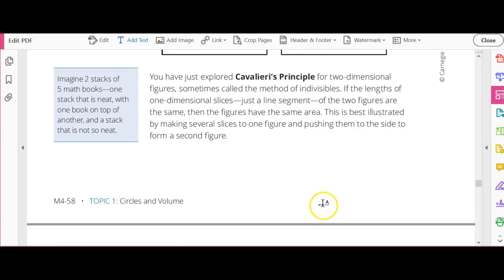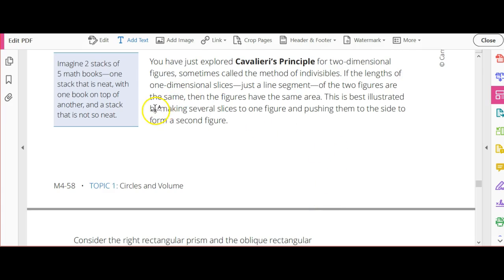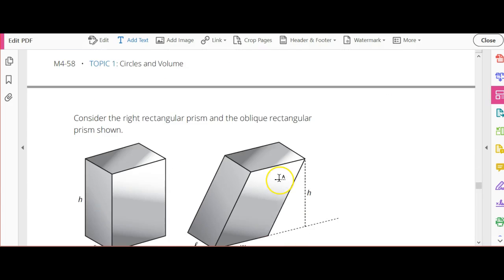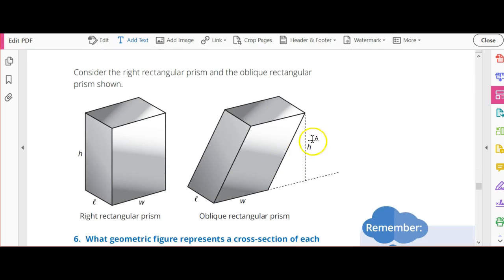Okay? It says this is best illustrated by making several slices of one figure, like a sheet of paper, but then when we slide them from one side to the other, it looks like a different figure, but the area really hasn't changed. So now we're going to do the same thing with prisms. Here we go. Here we have a right rectangular prism and an oblique rectangular prism.